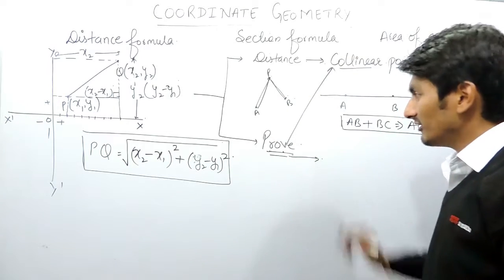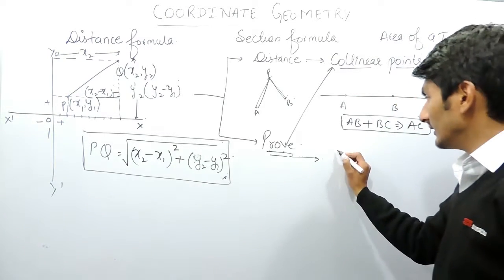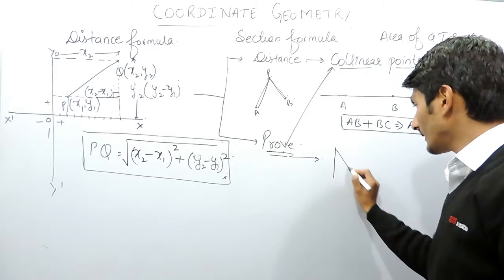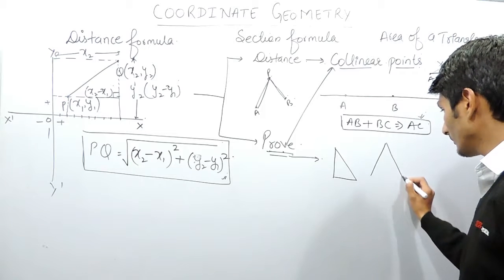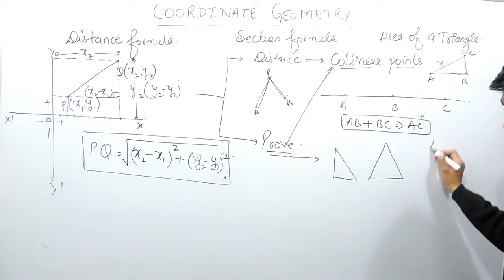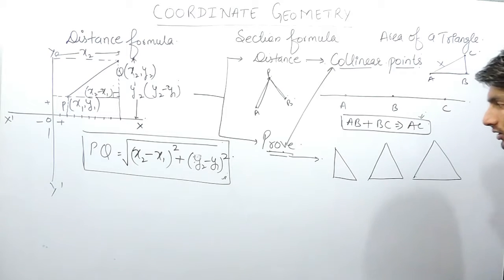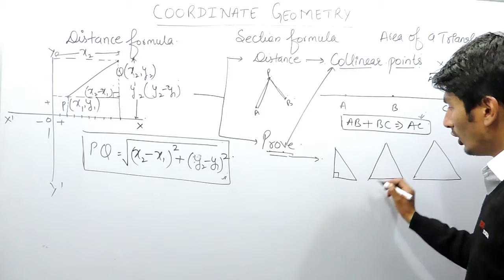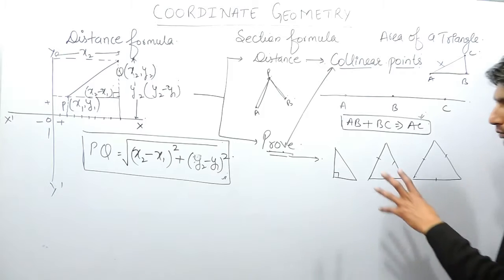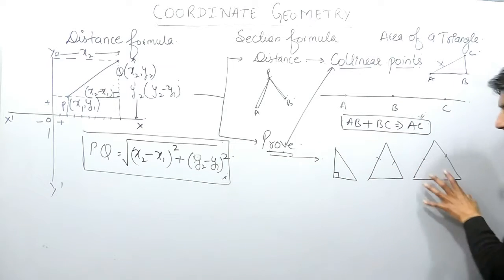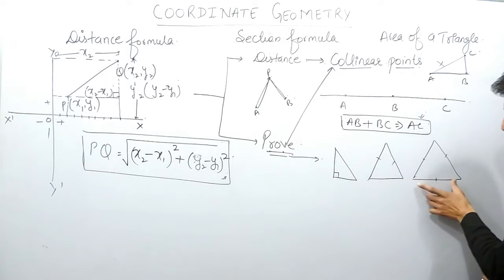There is another case where you would need the same formula for proving in a triangle. In triangles, 3 questions will be based on the right angle triangle, the isosceles triangle and the equilateral triangle. So for proving these 3 things, you must know some basic properties of these triangles.